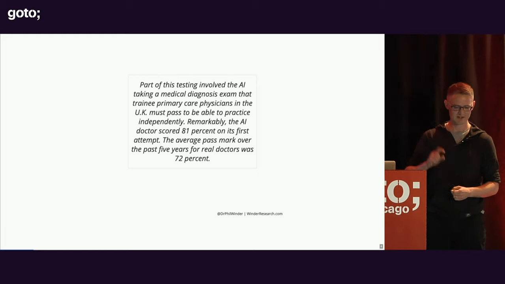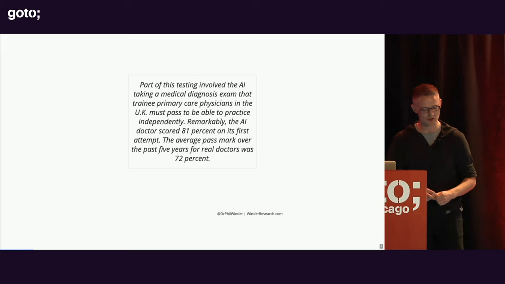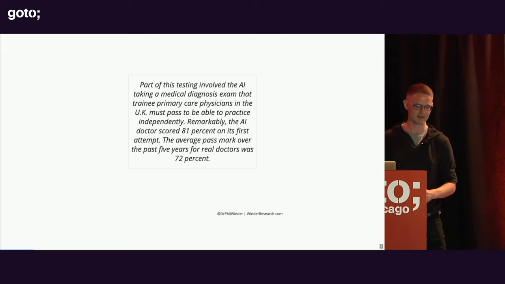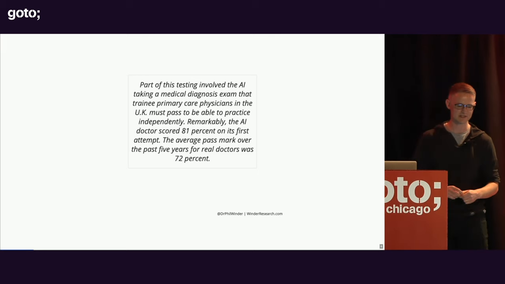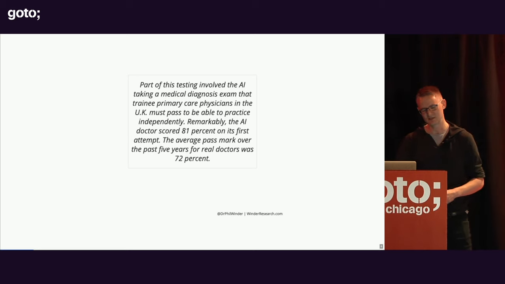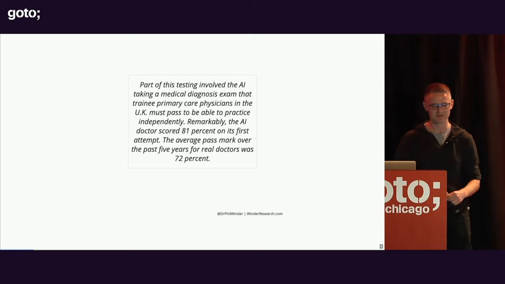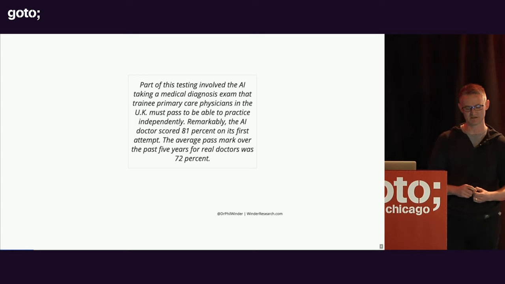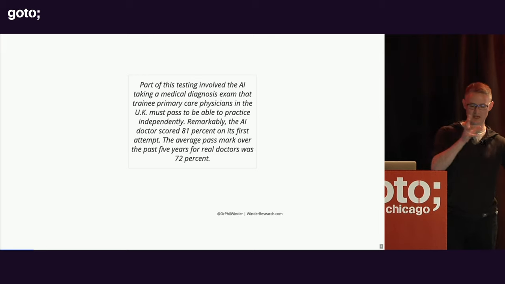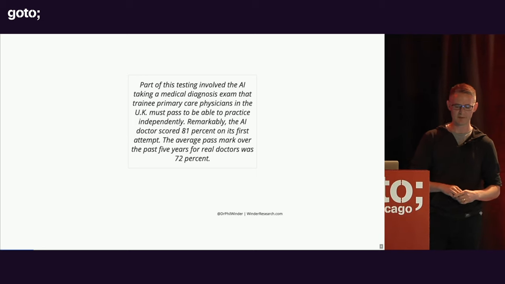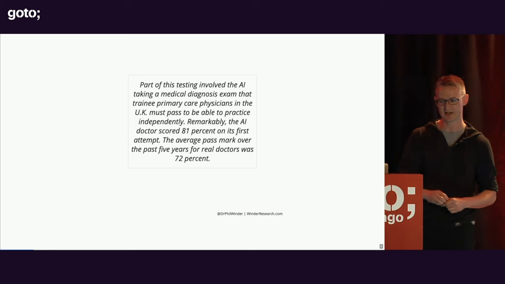Remarkably, and the key word is remarkably here, the AI doctor scored 81% on its first attempt. The average pass mark over the past 5 years of real doctors was 72%. And this should start to raise a few question marks, because the average pass mark over the past 5 years is 72%. What do they mean by average there? That's implying they've taken many observations and averaged them together, and they're comparing it to a single result from this AI doctor.